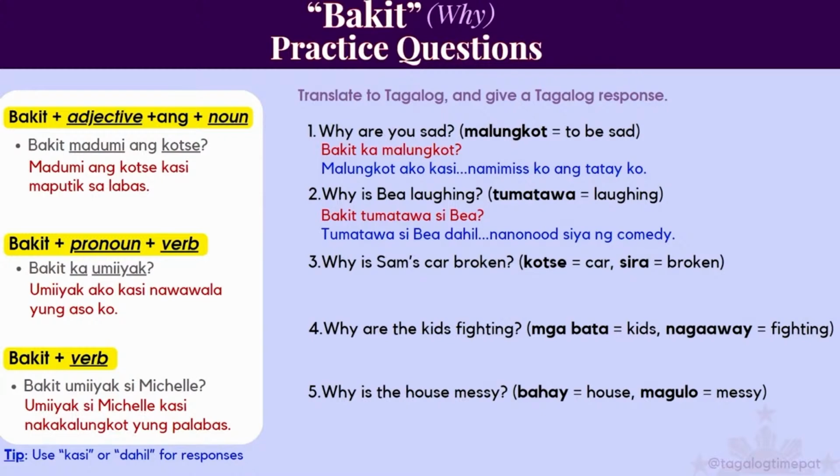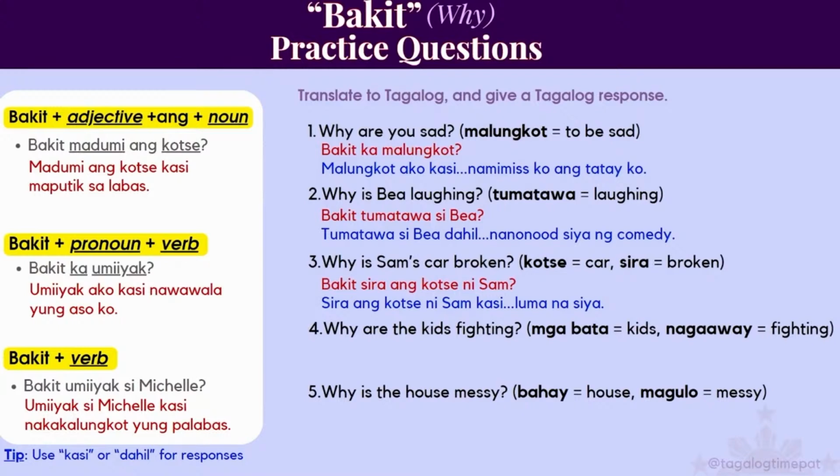Next, why is Sam's car broken? Kotse is car, sira is broken. Bakit sira ang kotse ni Sam? So this one kind of falls under the rule number 1, bakit, and then adjective, and then ang, and then the noun, kotse. And then ni Sam just indicates the ownership of Sam. So, bakit sira ang kotse ni Sam? Response could be, sira ang kotse ni Sam kasi luma na siya, because it's old.